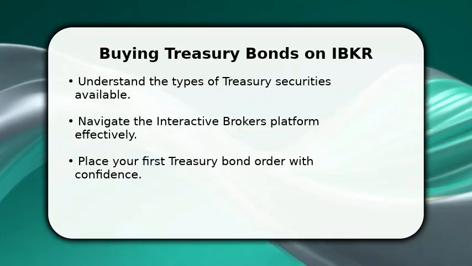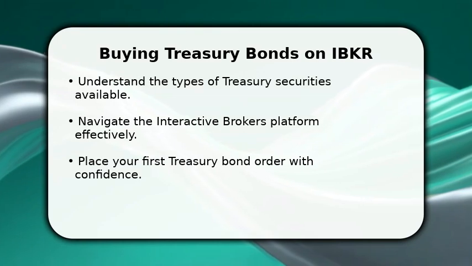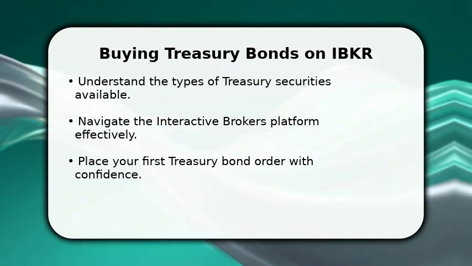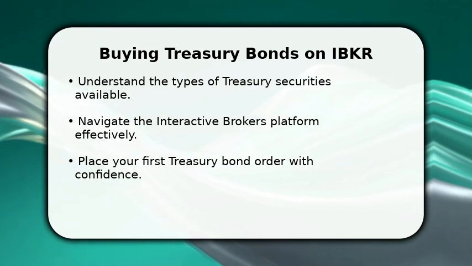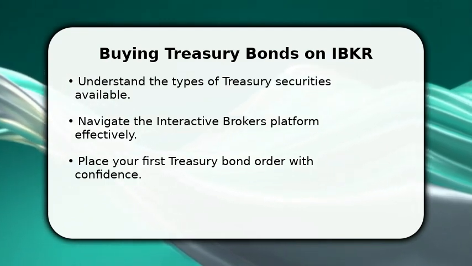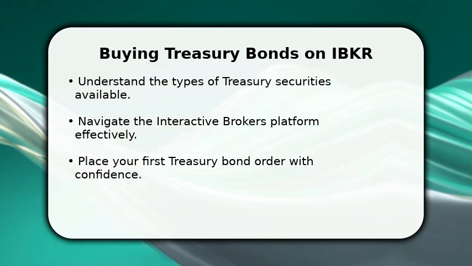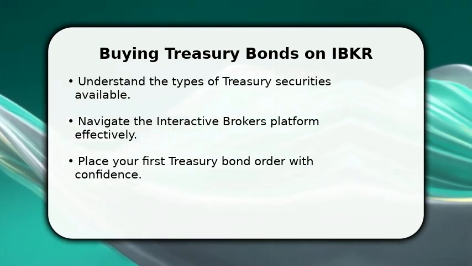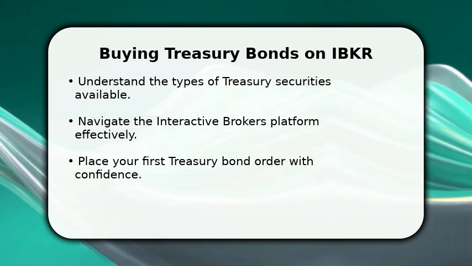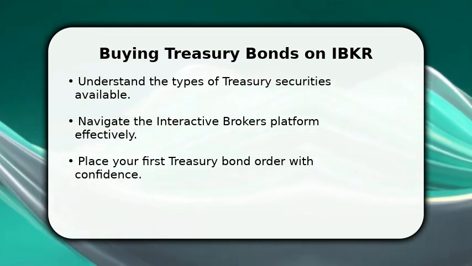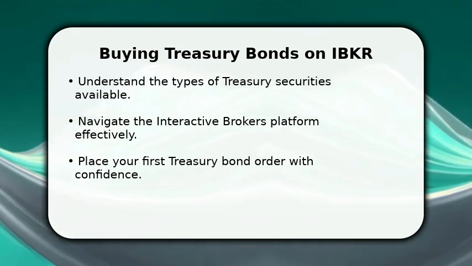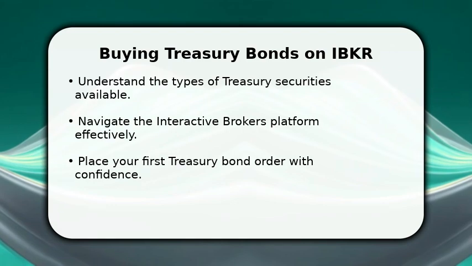In this video, I will explain how to buy Treasury bonds on Interactive Brokers. First, log into your account and access the trading platform. Then, locate the Trade menu and select Bonds. This will open the bond trading interface where you can search for various Treasury securities. We'll cover how to filter for specific maturities and yields to match your investment goals. It's a straightforward process once you know where to look.